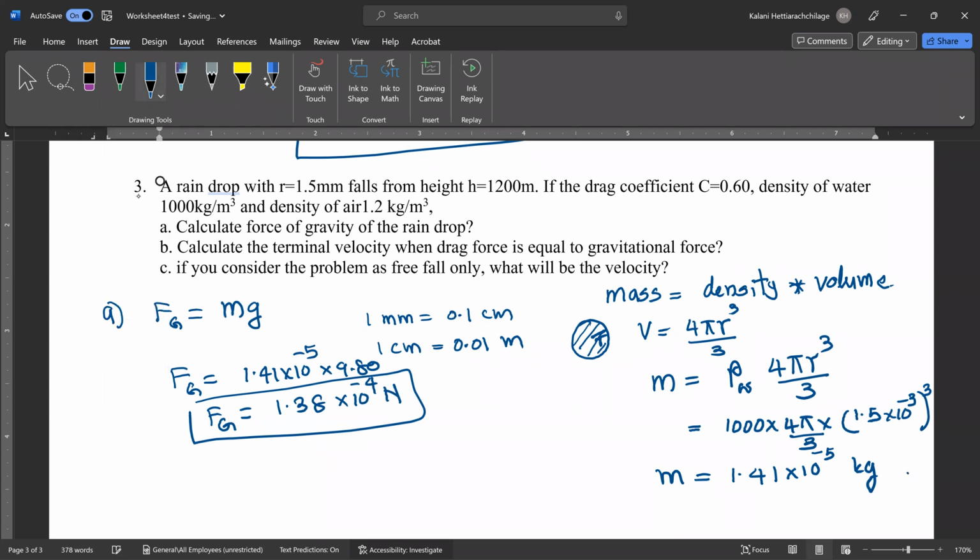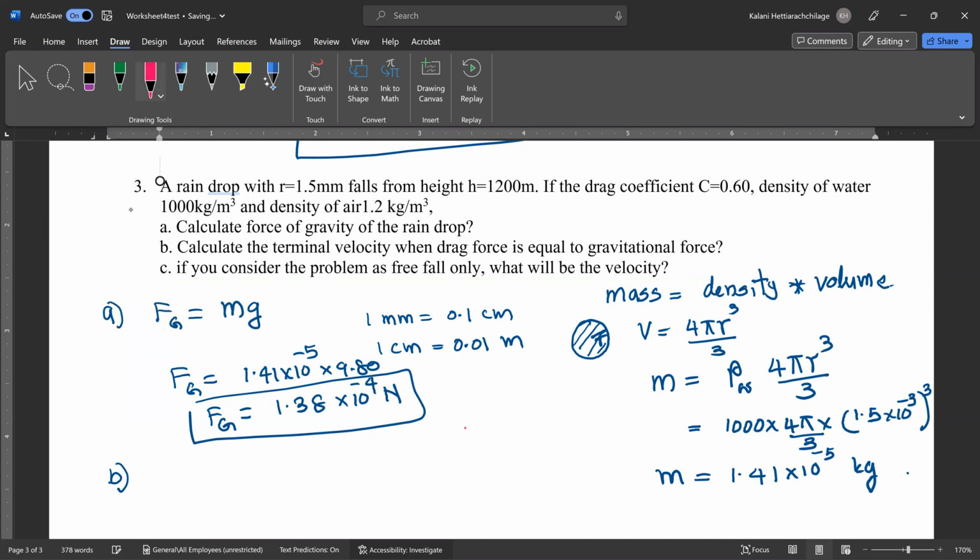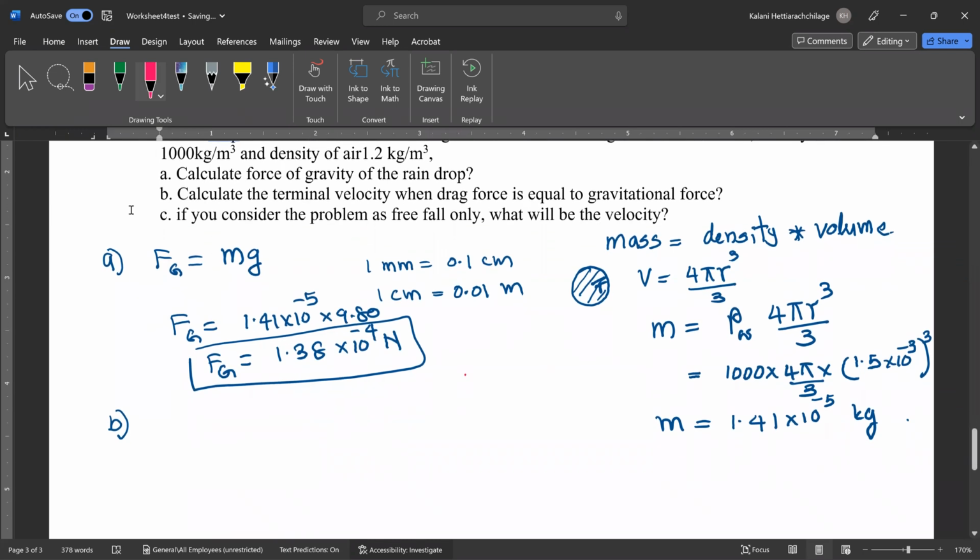Okay, so now let's move into part B. Part B is asking, calculate the terminal velocity when the drag force is equal to the gravitational force. Drag force is equal to the force of gravity. So at some time when the drop is falling down, there is a place where your force of gravity is going to be equal to the drag force. After you reach that terminal point, we call the velocity of the raindrop at that time the terminal velocity.